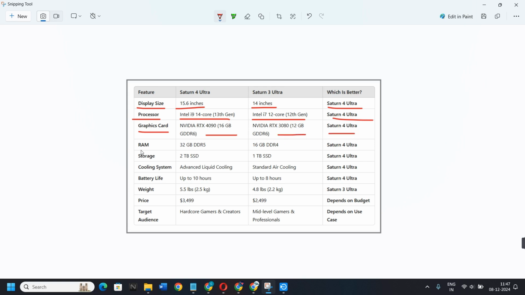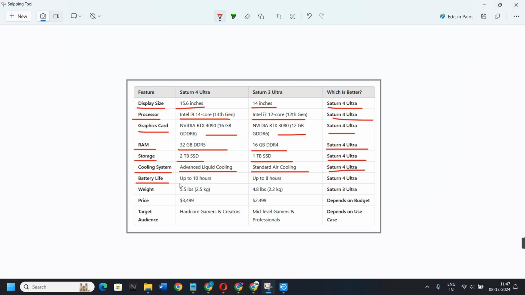Now let's look at the RAM. 32GB DDR4 is provided by 4 Ultra and 16GB DDR4 is provided by 3 Ultra. So the winner is 4 Ultra. Now let's look at the storage. 2 TB SSD is provided by 4 Ultra and 1 TB SSD is provided by 3 Ultra. So the winner is 4 Ultra. Now let's look at the cooling system. Advanced liquid cooling system is provided by 4 Ultra and standard air cooling system is provided by 3 Ultra. So the winner is 4 Ultra.